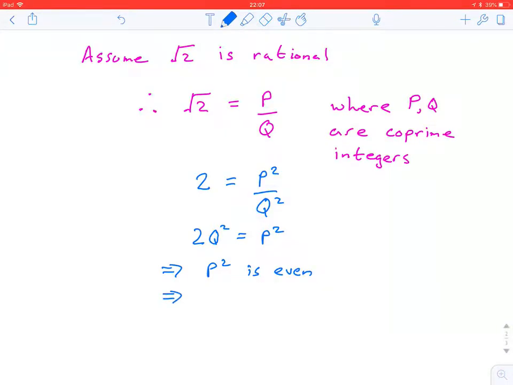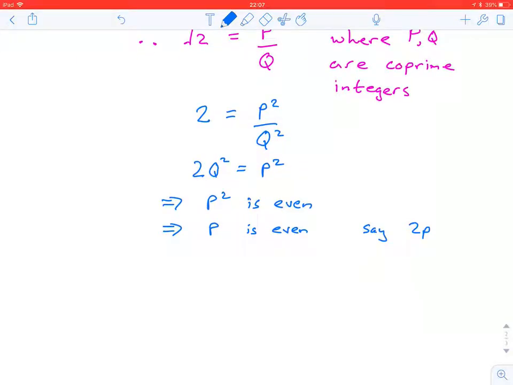But that in turn implies that P is even, because the square of an even integer is even and the square of an odd integer is odd. So let's call it, say, 2 times little p. So capital P is 2 times small p. So now we're going to say root 2 is equal to 2 times little p over q.